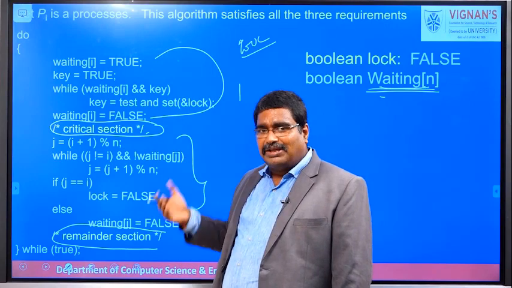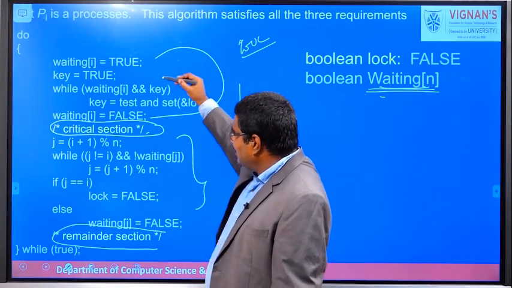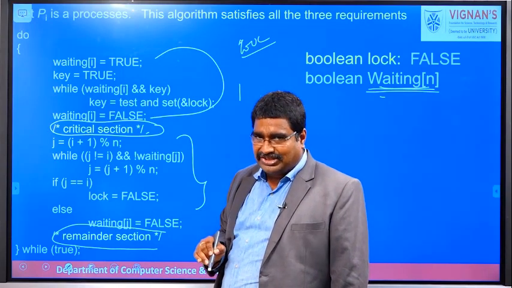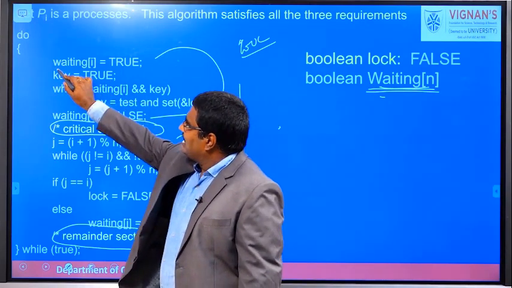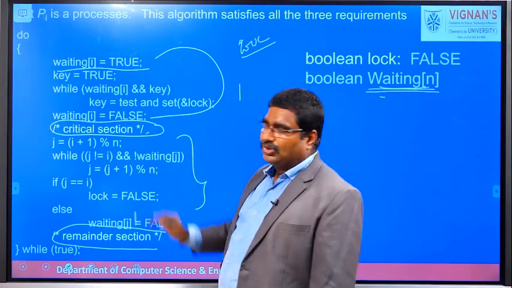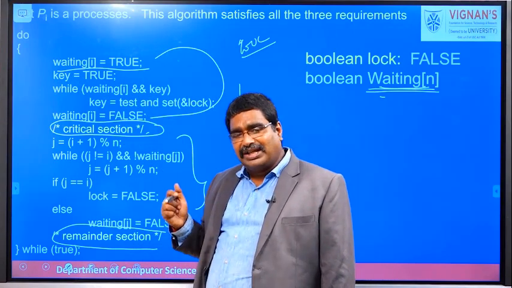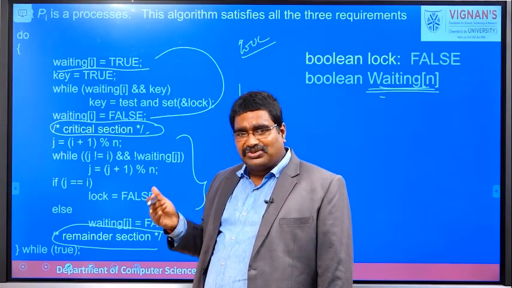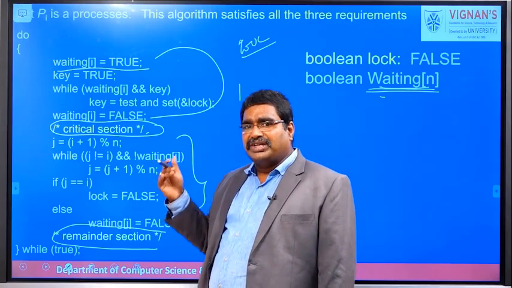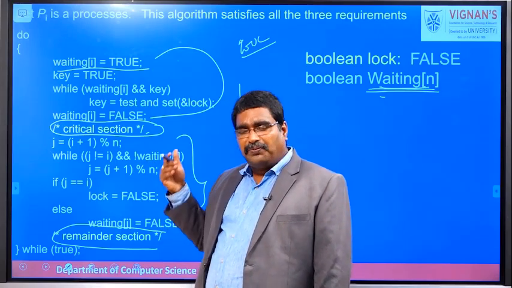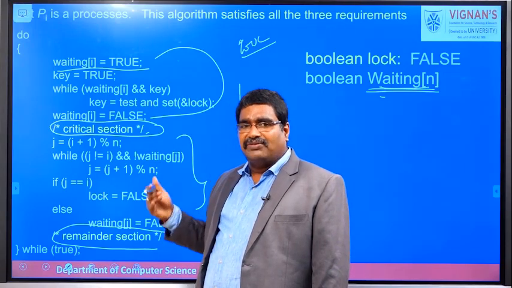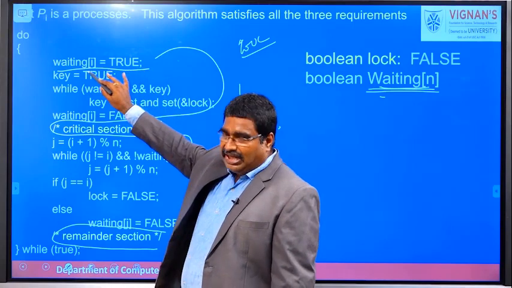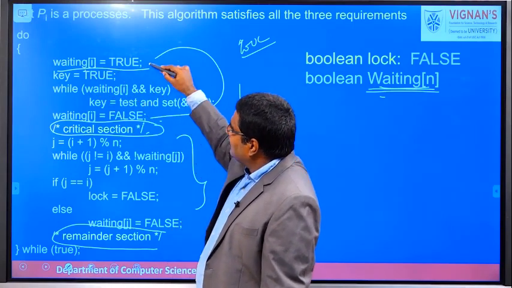To maintain the bounded waiting, if the ith process wishes to enter the critical section, we assign waiting of i equal to true. For example, if the P1 process wishes to enter the critical section, waiting of 1 is equal to true. If the P2 process wishes to enter, then waiting of 2 is equal to true. In that way, if the ith process wishes to enter, we assign true to waiting of i.